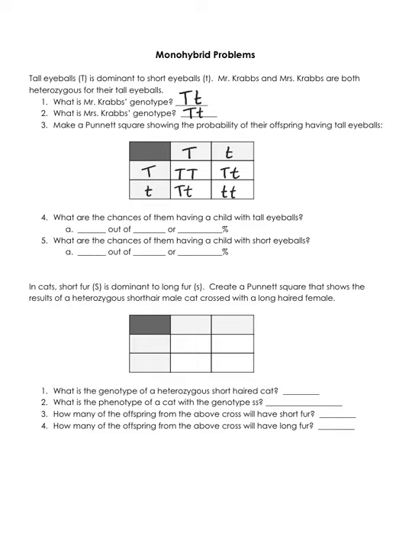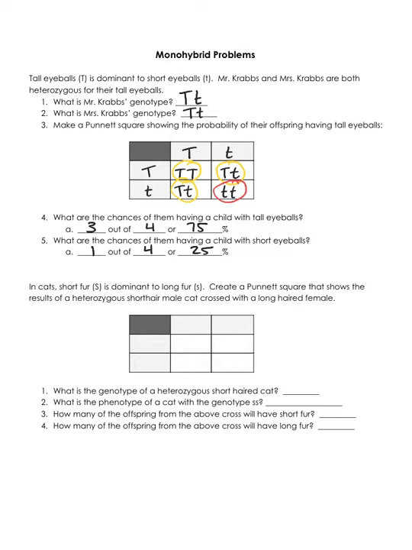And so the tall eyeballs are all present in people who are heterozygous or homozygous with the capital T. And so those 3 individuals have tall eyeballs, which means 3 out of 4, or 75% of their offspring have tall eyeballs. Number 5 says, what are the chances of them having a child with short eyeballs? The only way to have short eyeballs is to have 2 small t's. And so this particular cross gives us 1 out of 4 offspring, or 25% with short eyeballs.